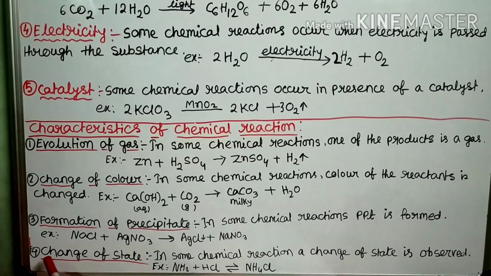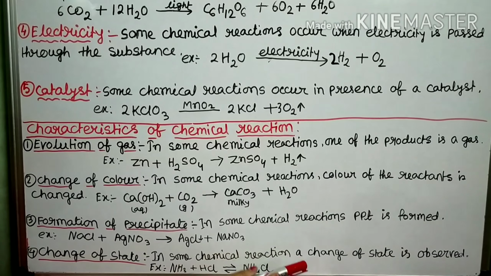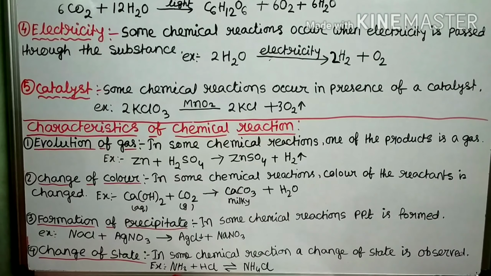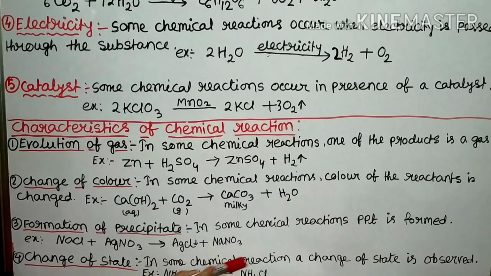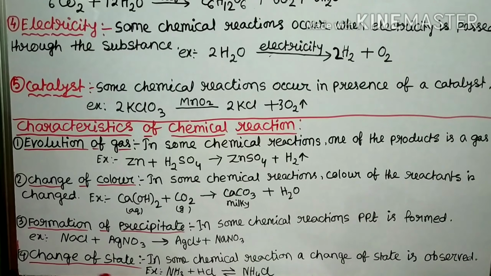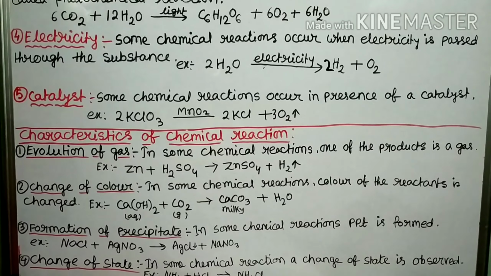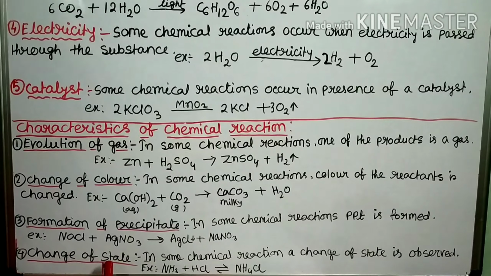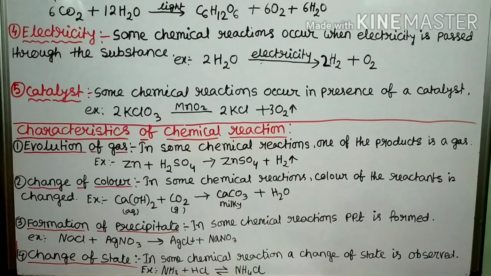Next, number 4, change of state. In some chemical reactions, a change of state is observed. When ammonia gas reacts with hydrochloric acid gas, then solid ammonium chloride is formed. So it is a change of state. Ammonia gas, HCl gas, and form solid NH4Cl. So here a change of state is observed.